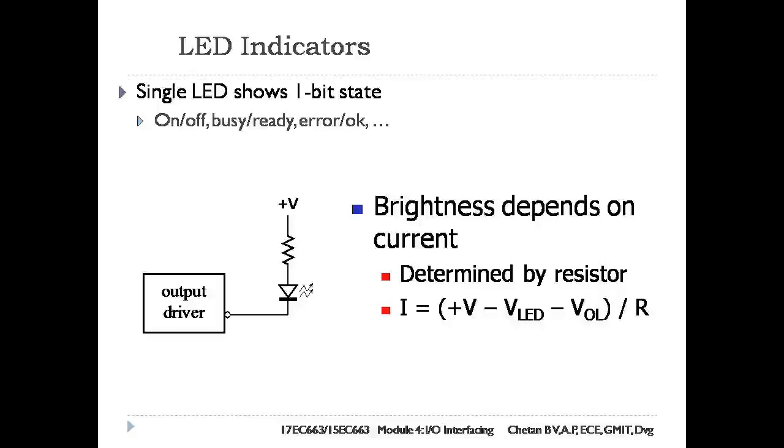Alternatively, the LED and resistor could be connected to ground, allowing a high output voltage to turn on the LED and a low output voltage to turn it off. It is more common to connect the LED as shown in the figure for TTL output circuits.